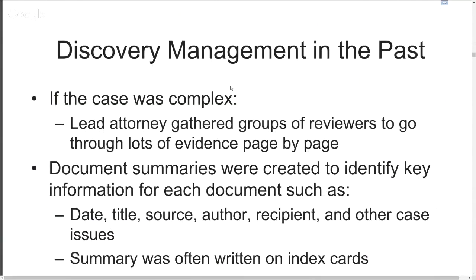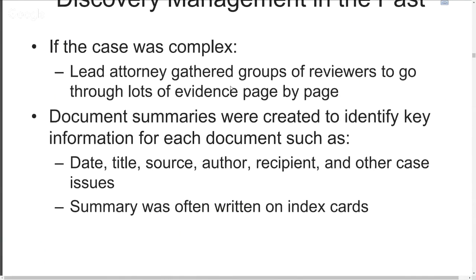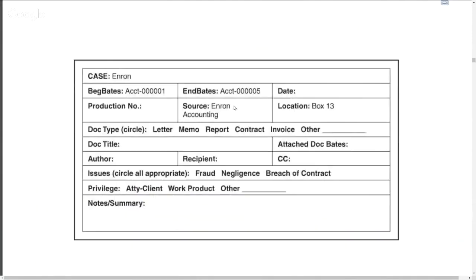Again, in the past, if it was complex, the lead attorney gathered groups of reviewers to go through lots of evidence page by page. Very time-consuming, very man-hour consuming, and it slowed the courts down. They then created and identified key information of each document, such as date, title, source, author, recipient, and other case issues. They were then often written on index cards, like this one.